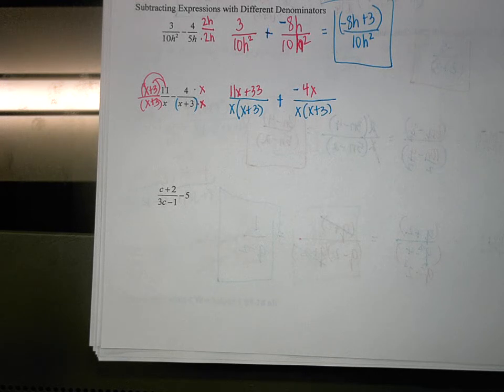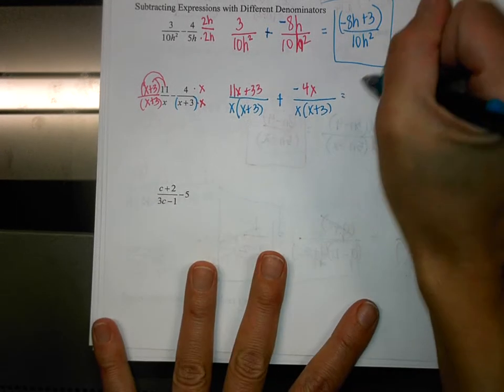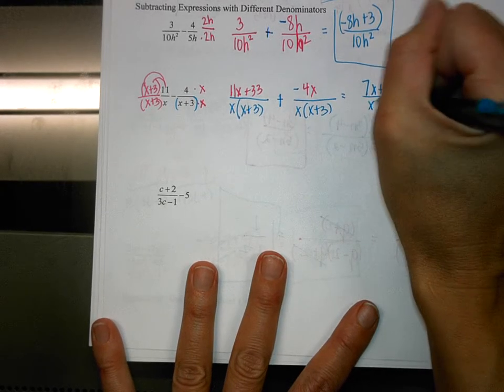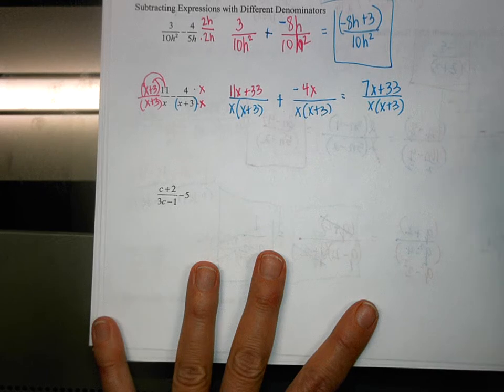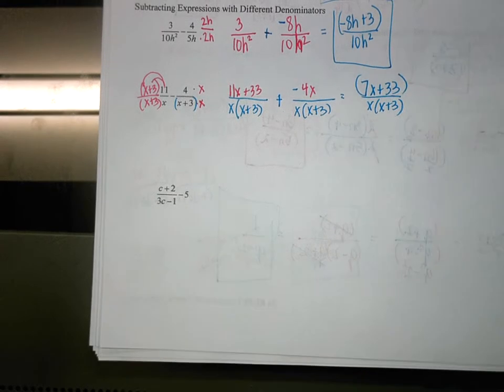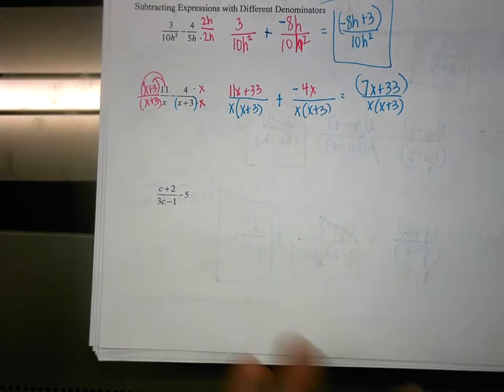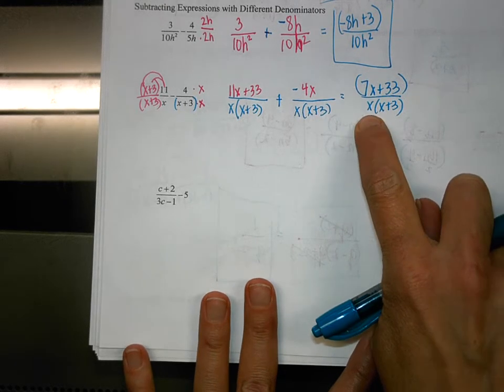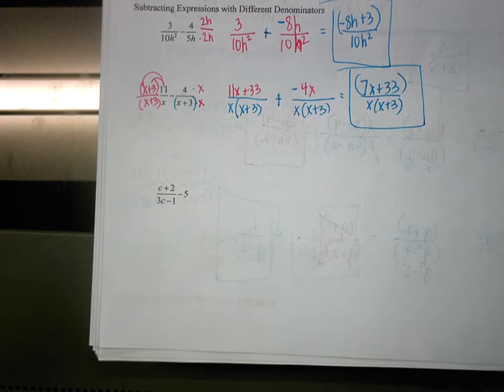What happened? Oh, you got 3. Make sure you watch this. All right. So what did you guys get? Good. 7x plus 33 over x times x plus 3. Okay. Can I reduce anything? No. These are stuck together. These are stuck together. Here's a plain x. Nothing can reduce. They are all stuck. Okay. Any questions? All right.